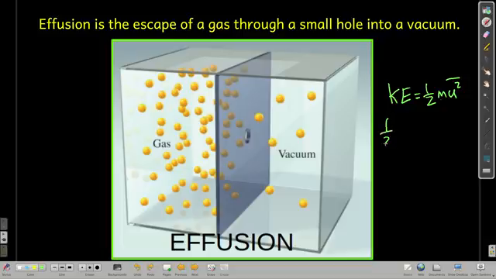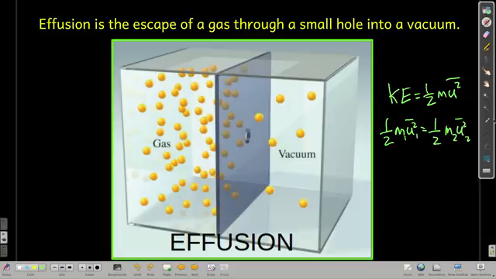let's do it this way. Where 1 represents, say, the light particle, and 2 represents the heavier. They have the same temperature, so they have the same kinetic energy. These are equal to each other, but if mass 1 is less than mass 2, then for these to be equal, u1 squared has to be bigger than u2 squared, right? So that means that the lighter particle is moving faster.